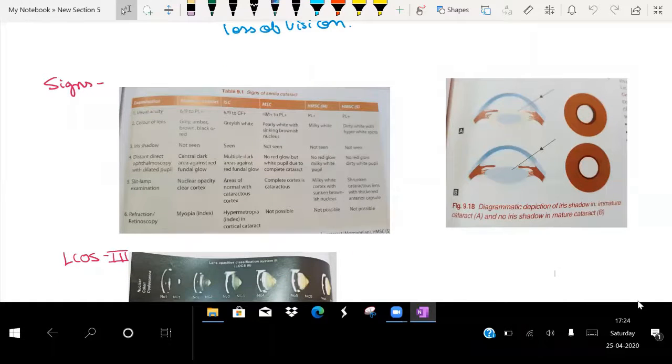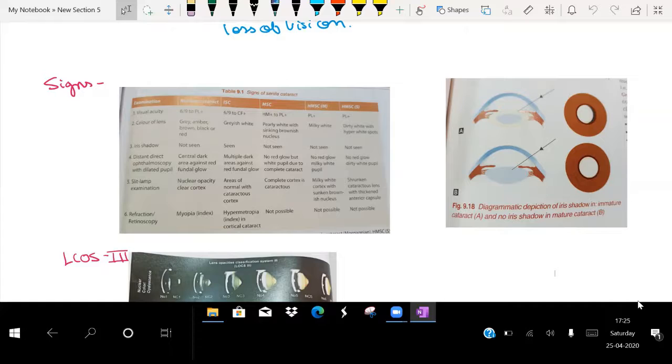Slit lamp examination is something we always do. There's nuclear opacity in the nuclear cataract. In immature senile cataract, an area of normal lens with cataractous cortex can be seen, so it is a mixed area: some part is opacified and some part is normal. In mature senile cataract, where there's complete cataract, the complete cataract is seen in the cortex. In the hypermature type, there is milky white cortex and a brownish nucleus.